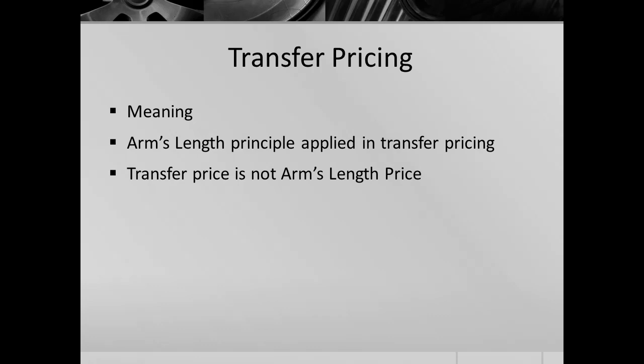Okay, so where the transfer price is different from the price which would have been charged if the enterprises were not associated, it gives rise to a tax advantage. Okay, the tax is calculated on the basis of the arm's length price. Now we're going to see the aims and objectives of transfer pricing. What are the aims and objectives?